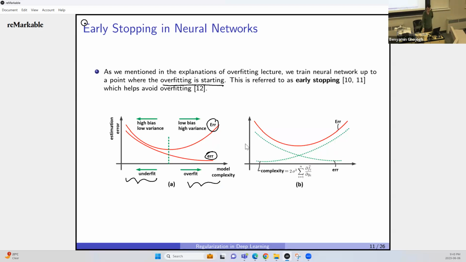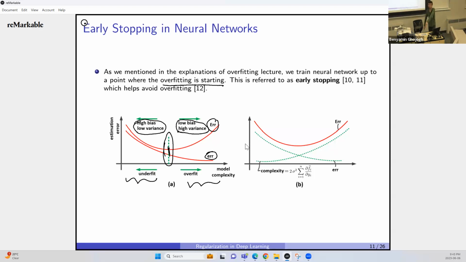This error, or the error of validation, you can see it as a generalization error because it shows how much you can generalize to unseen data during the training, right? This is a good fit. So this is overfit, low bias, high variance. This is underfit, high bias, low variance, but you want to stop here. So early stopping in neural networks tells you to stop at the right moment.